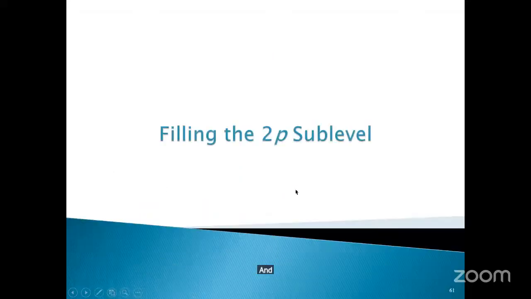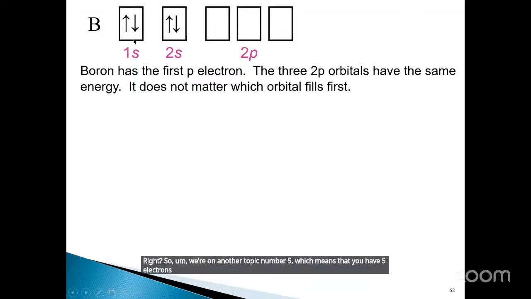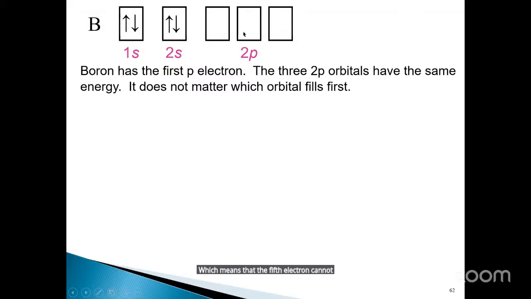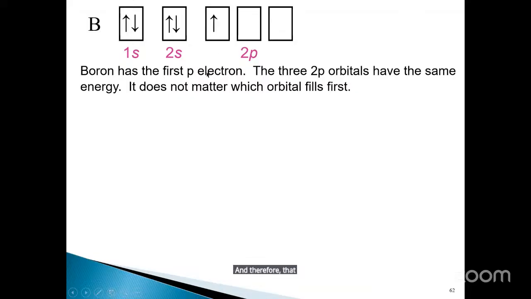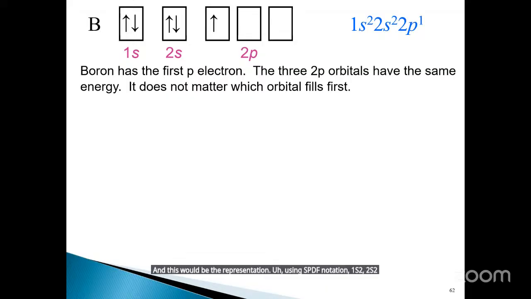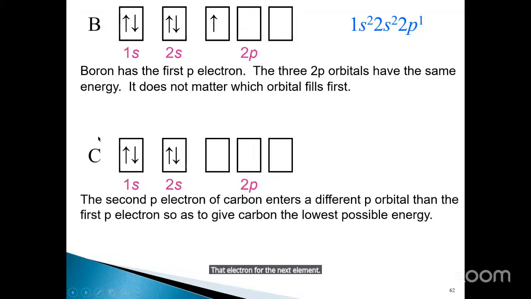And then we get to the next element, which is boron. Boron has an atomic number of 5, which means that you have 5 electrons. The first 4 will go into the 1s and 2s sublevels, which means that the 5th electron can occupy any of the next available sublevel, any of the 3 2p orbitals. We're just going to put that 1 electron there, and that would be it as far as how the electrons are distributed. This would be the representation using the SPDF notation, 1s2, 2s2, 2p1. And then if you add another electron, that is the next element, which is carbon.